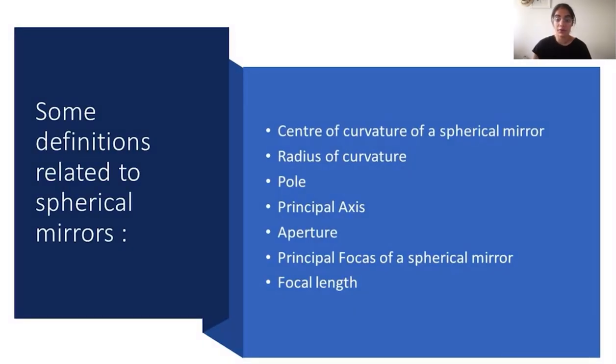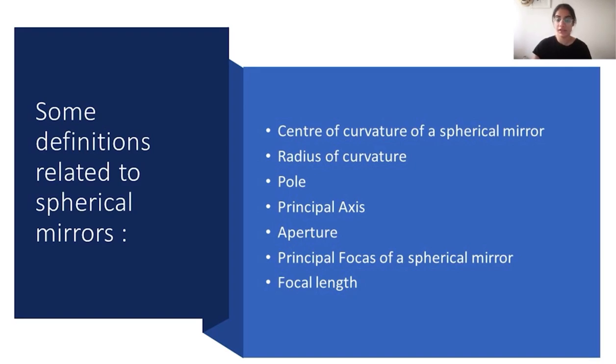Some of them that you noticed in the previous diagrams were the center of curvature of a spherical mirror, the radius of curvature of a spherical mirror, pole of a spherical mirror, principal axis, aperture, principal focus of a spherical mirror, and the focal length. What these mean is what we are going to discuss in the coming slides. Let us first start with the center of curvature of a spherical mirror.